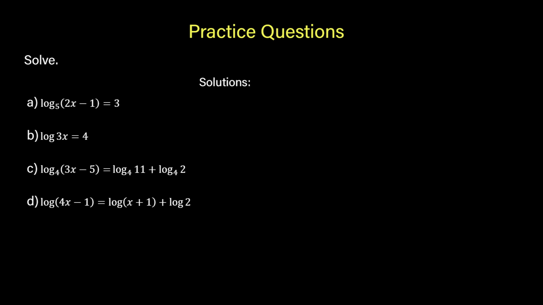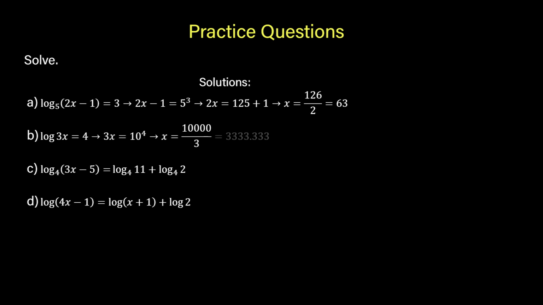Solutions. A. 2x minus 1 equals 5 to the power 3, which equals 125. 2x equals 125 plus 1. x equals 126 divided by 2. x equals 63. B. 3x equals 10 to the power of 4. x equals 10000 divided by 3, or 3333.333.